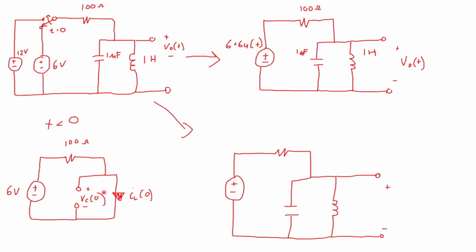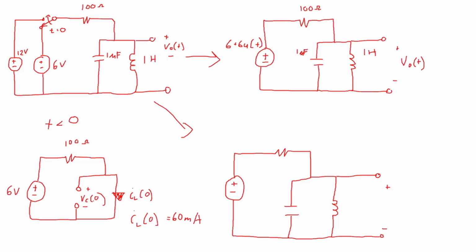Since the inductor's path is a short, this is just a single loop containing a 6-volt source and a 100 ohm resistor. Therefore, Ohm's law tells us that IL of 0 must be 6 volts divided by 100 ohms. 6 volts divided by 100 ohms is 60 milliamps, not 6. I knew our initial value; I calculated that when I wrote the problem, and then I kind of lost track of it when I was getting ready to record. So we get that IL of 0 must be 60 mA because of the short path.